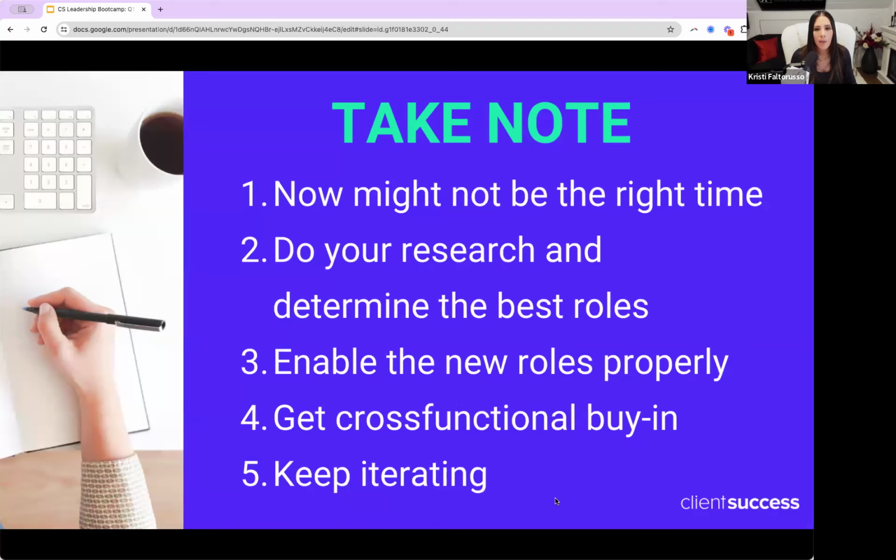Please spend the time and enable your people properly. Four, I will continue to stress you need to get cross-functional buy-in. It is not enough for you guys to go and redesign this in a silo. You need to be working very strategically with all of your counterparts. You might actually have conversations with sales and find out that, guess what?